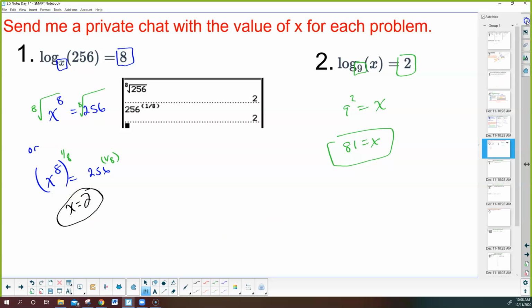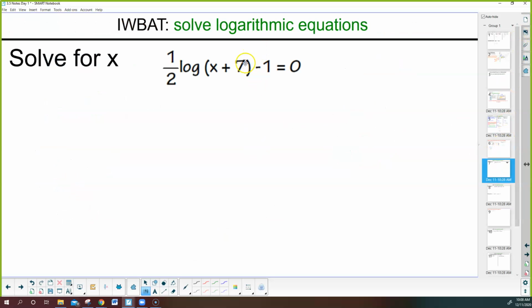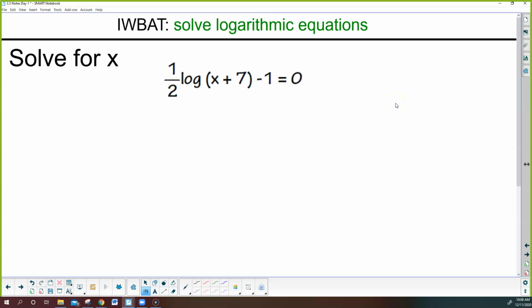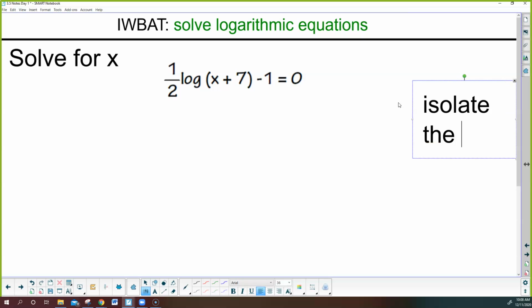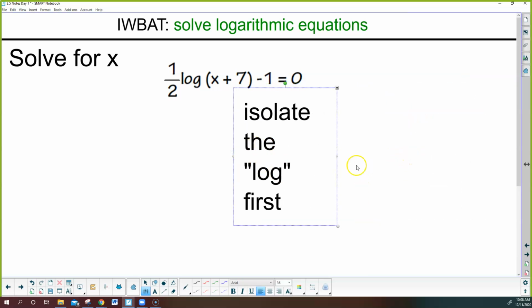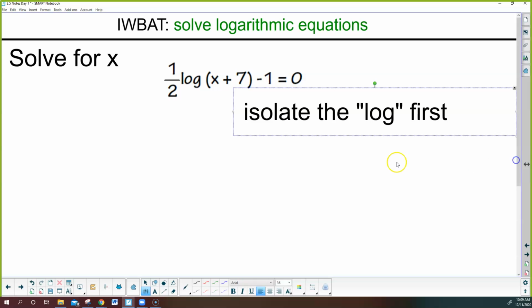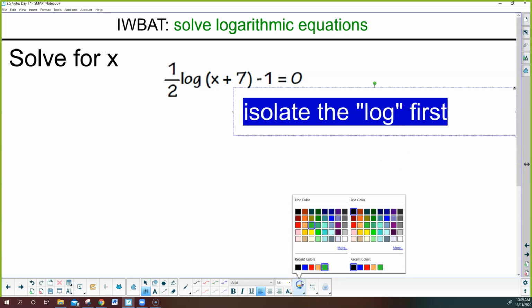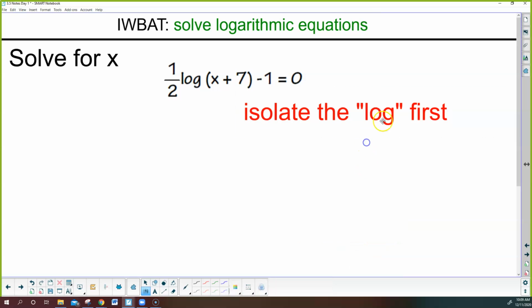All right, let's look at another concept here. So look at this, and that's the goal here: the problems are going to look a little more challenging. Our goal is to make them simplified so they're easier to deal with. Now, our hint, just like anytime we have algebra, we want to isolate certain pieces first. So I need to isolate the log portion first, which means I just have to move everything over to one side.